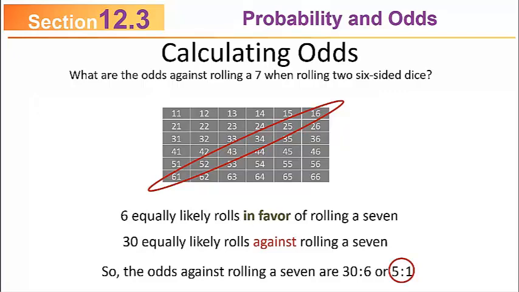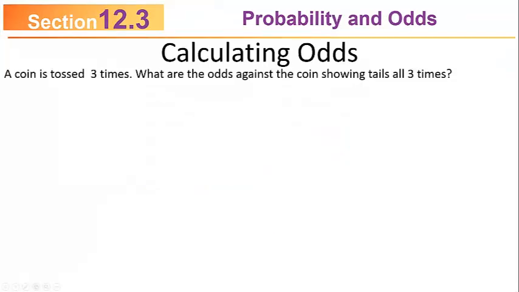And you can reduce these odds by dividing both sides by 6 and get 5 to 1, by the way. How about a problem like this? A coin is tossed 3 times. What are the odds against the coin showing tails all 3 times?